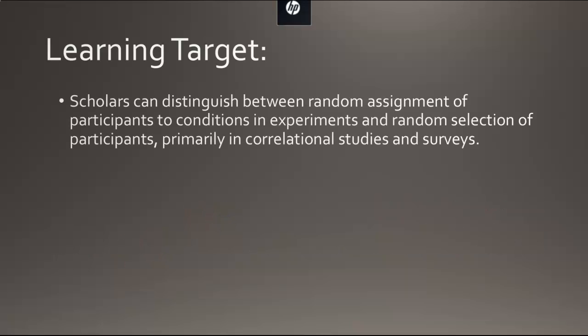The learning target, as defined by the College Board for today's lecture, is that you can distinguish the difference between random assignment of participants in experiments and the random selection of participants for correlation studies and surveys. In English, that you can explain what the difference is between random assignment and random selection, and that you can explain why random assignment is used in experiments and random selection is used for surveys and correlation studies.